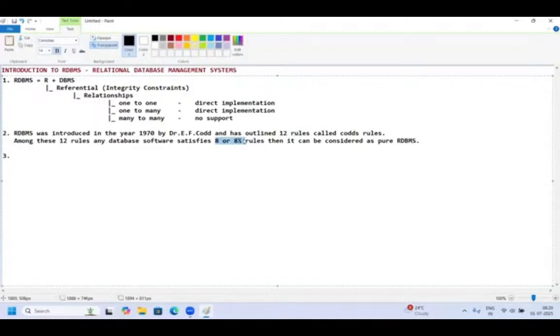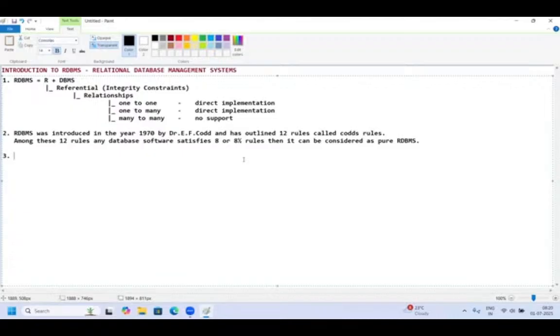Now, if you talk about our subject, that is Oracle, Oracle satisfies 11.5 of Codd's rules. Only one half rule is there that Oracle doesn't satisfy. The remaining rules you can justify very accurately. We'll discuss them in coming classes. But to understand those rules, you should even have knowledge of programming in Oracle, that is PL/SQL. That also you should know.